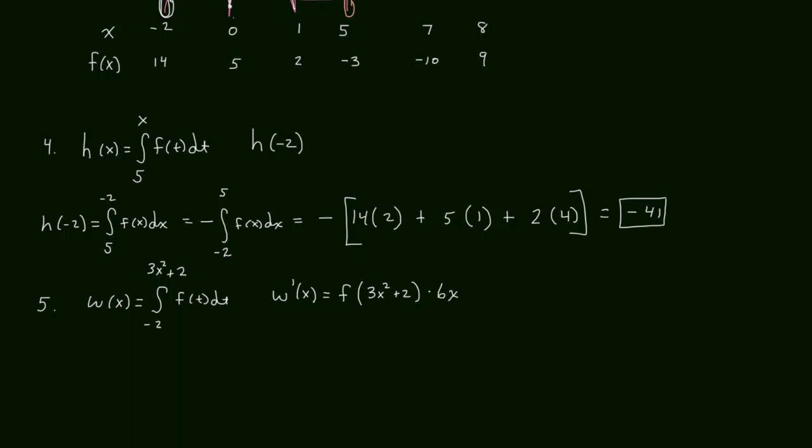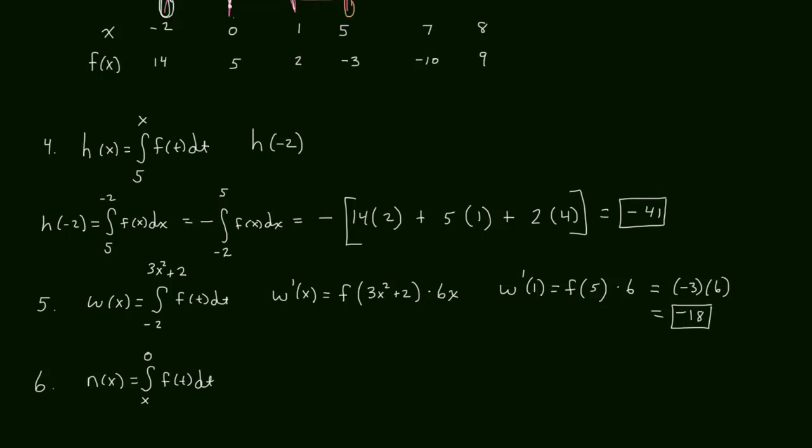All right, now we have to find w prime at 1, which is going to be f of, well, if I plug 1 in for x, that's going to give me 5. So f of 5 times 6 times 1 is 6. F of 5, according to the chart, is negative 3 times the 6. That comes out to be negative 18. Wasn't that a cool question? I'm pretty pumped about that one.